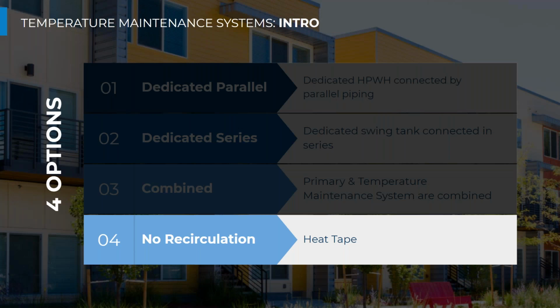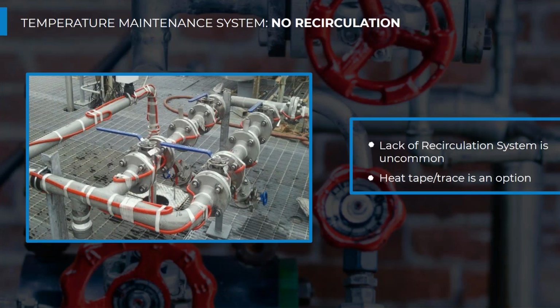And then the fourth option is no recirculation. And this is not what our hot water distribution piping looks like, but conceptually what I'm trying to get across here is that this isn't that common because essentially we have to put this electrical element on all the distribution piping in the building. And some of that distribution piping is very challenging to access.